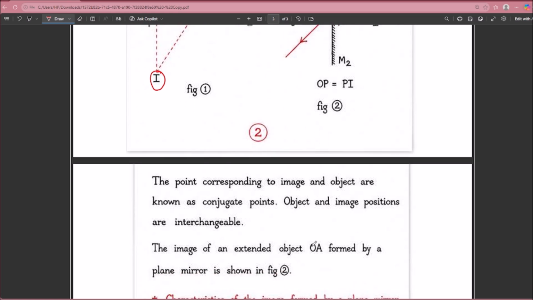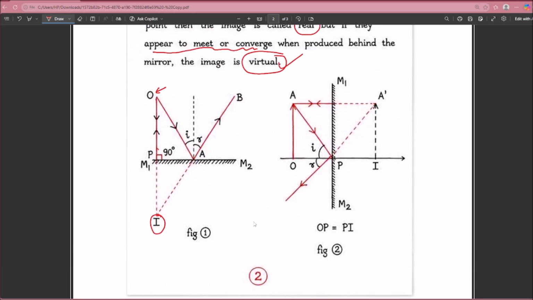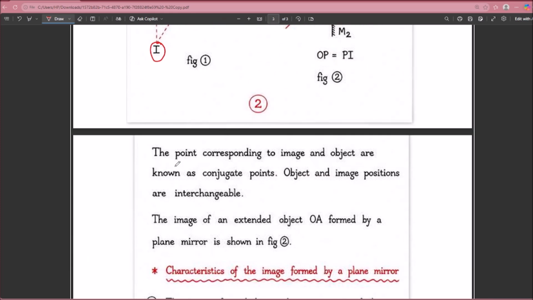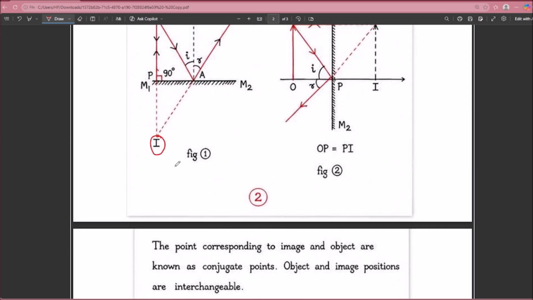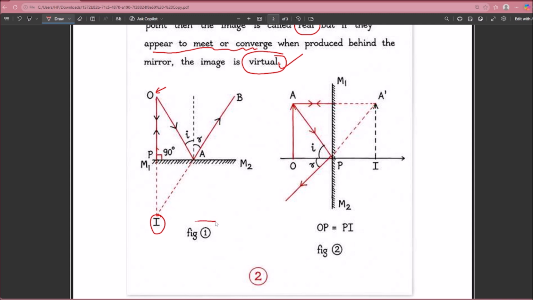The image of the extended object OA formed by the plane mirror is shown in figure 2. So this is figure 1 for the virtual image, and this is the extended image. If we produce this in the backward direction, we have A dash. This is the image, and this is the object. In this case, the distances OP and PI will be the same in the case of a mirror.